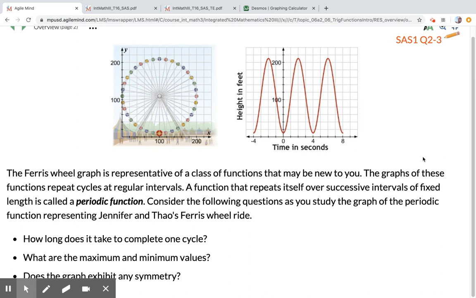What are your maximum and minimum values? How high up? How far down? And does the graph exhibit any symmetry? Is there somewhere that I could fold it so that it would fold onto itself, reflect onto itself, that kind of thing? So go ahead and hit pause, jot down your thoughts, and then hit play when you're ready to continue.